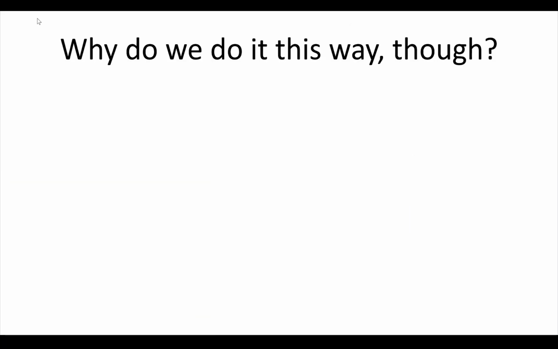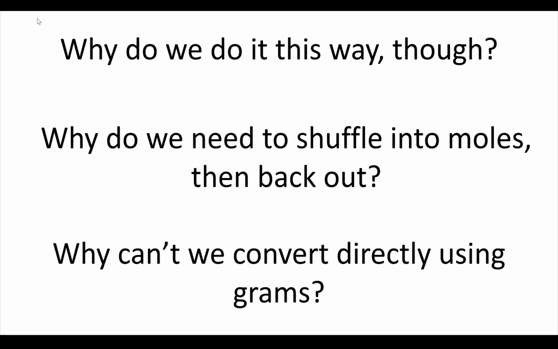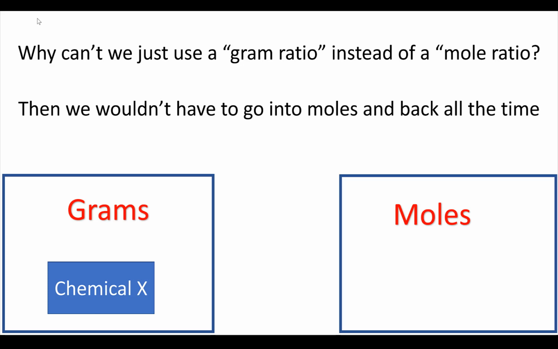But why do we do it this way? Why do we need to shuffle into moles and back out? This feels kind of unnecessary. Why can't we directly convert using grams? Why isn't there some sort of gram ratio process where we just take grams of chemical X and then directly, in one step, flip it to Y? Then you wouldn't have to go into moles and back out all the time. Seems like it would cut out a lot of extra work.